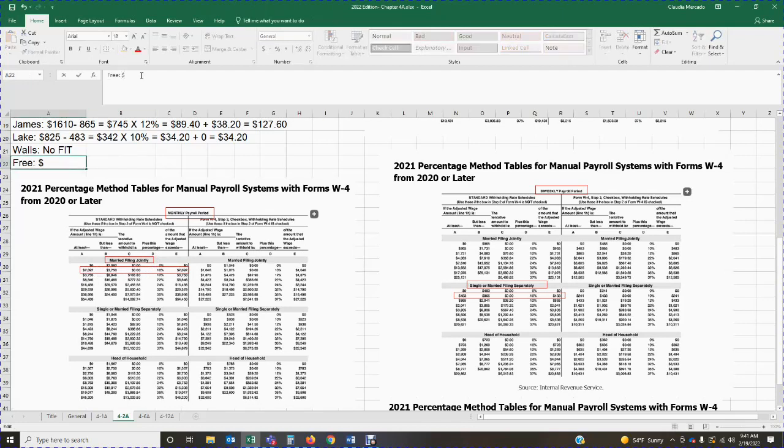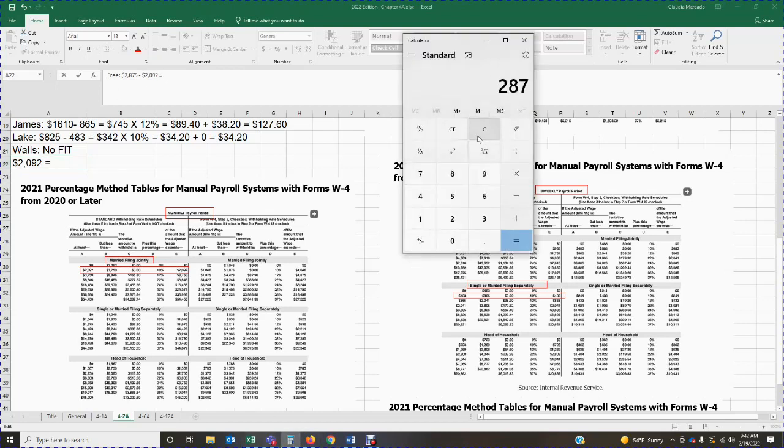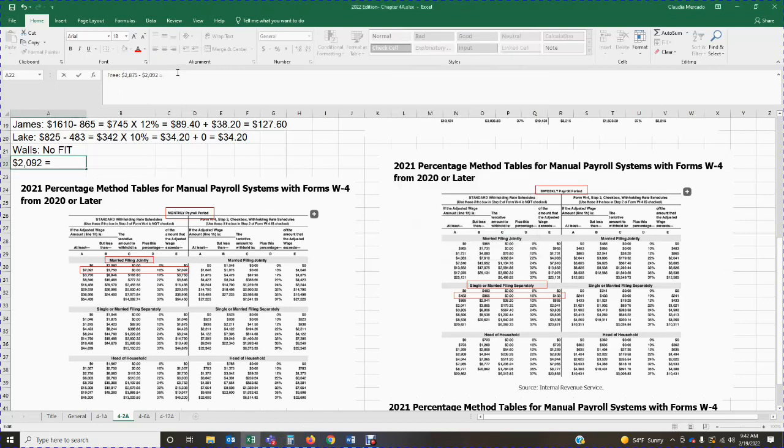Free earned $2,875 this pay period. We're going to subtract that last number, which is $2,092. That is the amount that exceeds the taxable amount of your earnings. Basically, that's telling you this is the amount you don't have to pay taxes on. You don't have to pay taxes on $2,092. So we deduct that amount from your wages. $2,875 minus $2,092 gives me your taxable amount of $783. That is what you're going to pay taxes on.